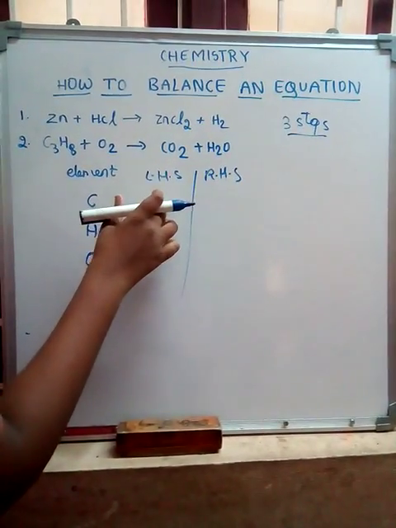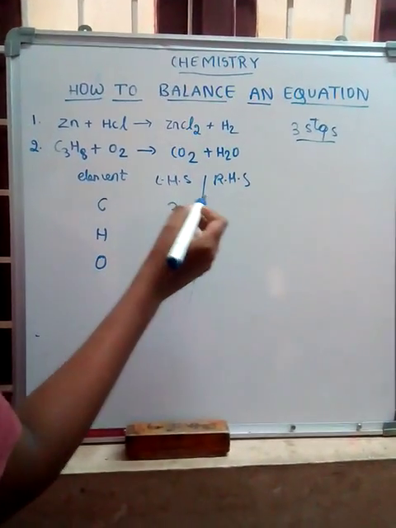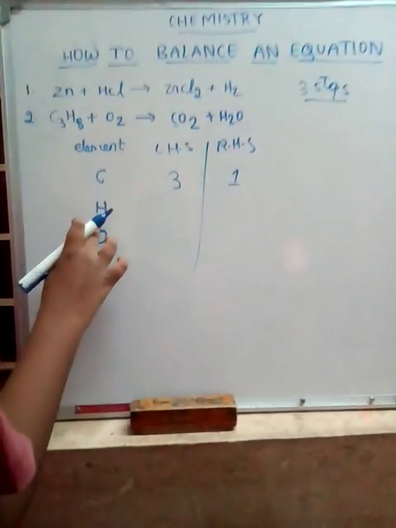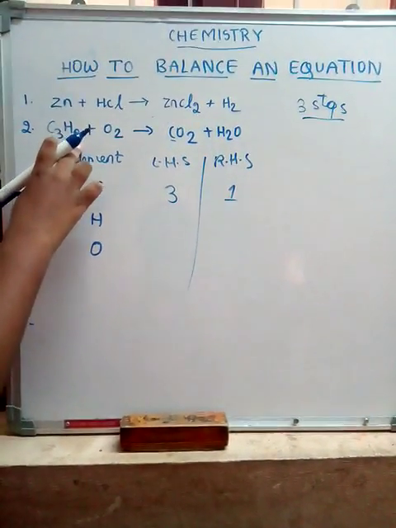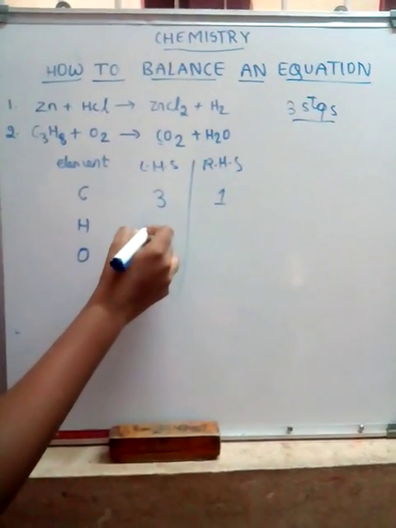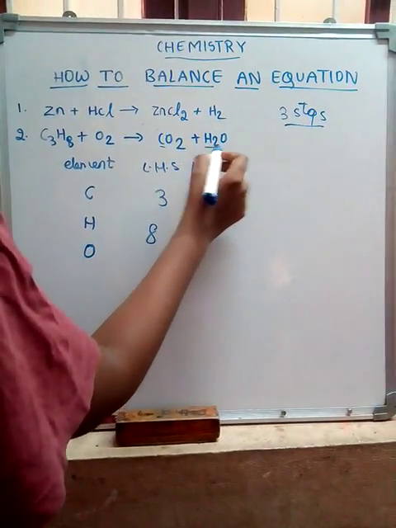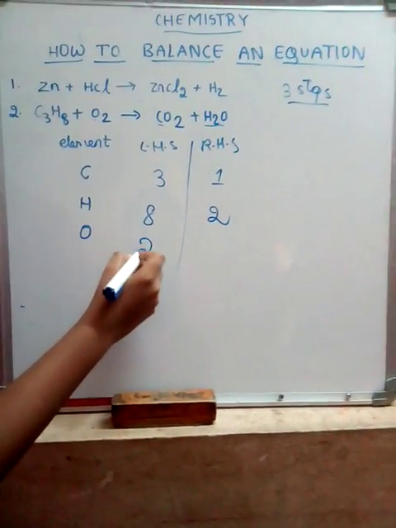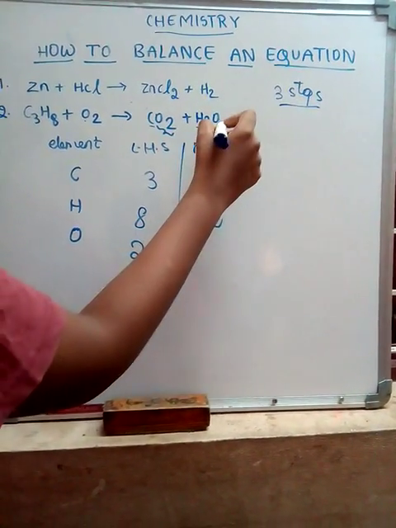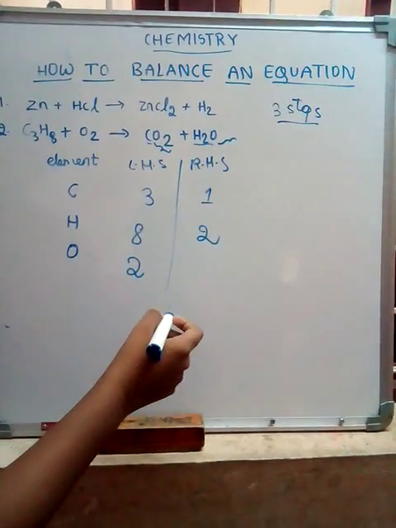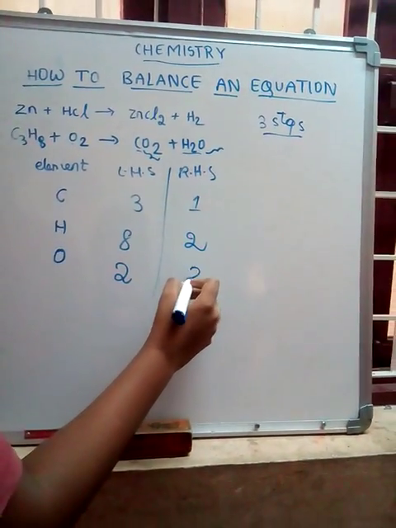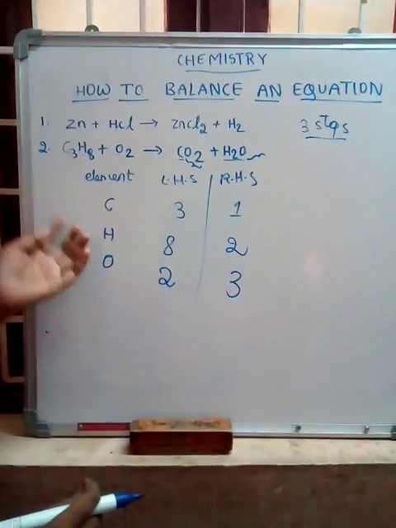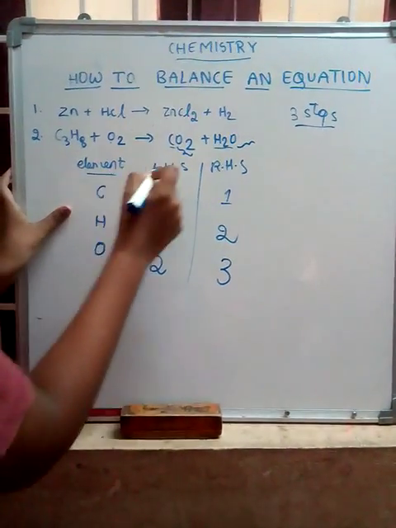Carbon on the LHS has 3 atoms, and on the RHS there is only 1 carbon. Hydrogen has 8 atoms on the LHS and only 2 on the RHS. Oxygen has 2 on the LHS, and on the RHS there are 2 plus 1, so 3 oxygens. No element is balanced, so we have to balance all the elements in the equation.